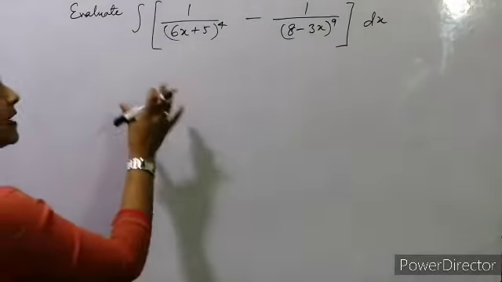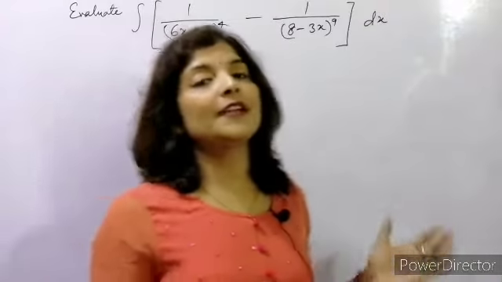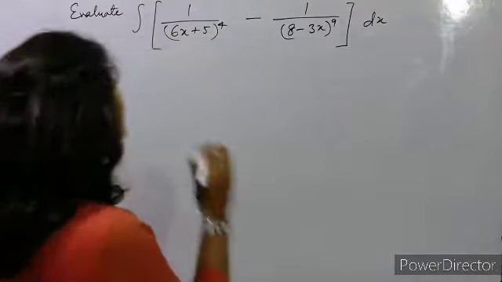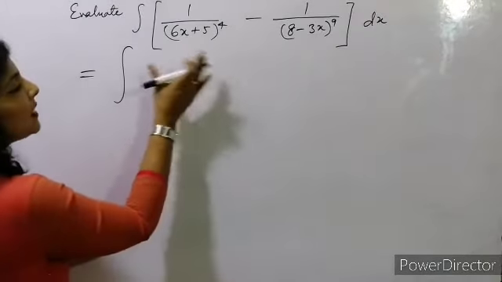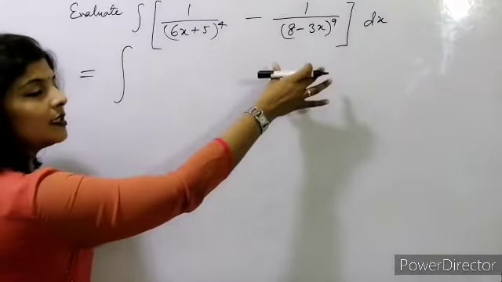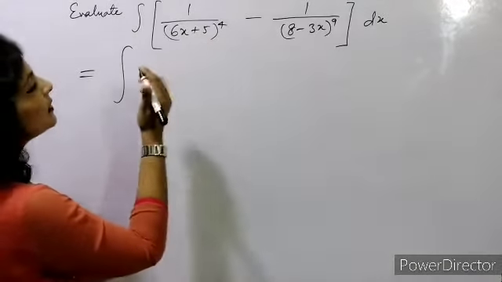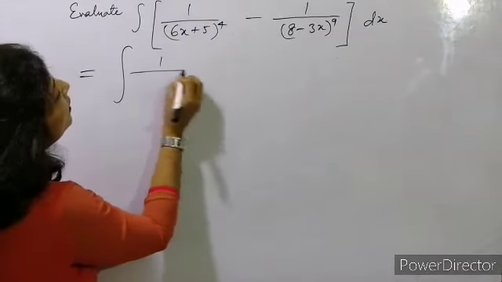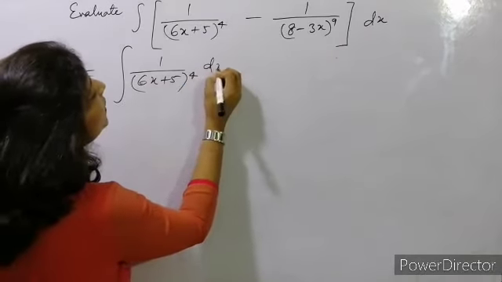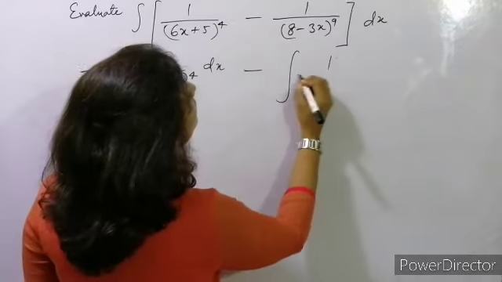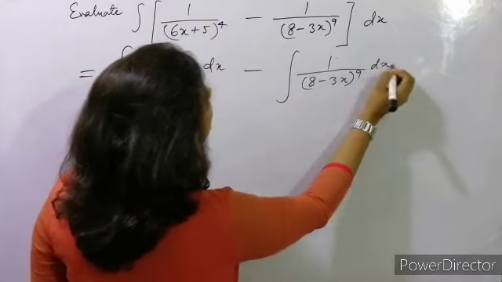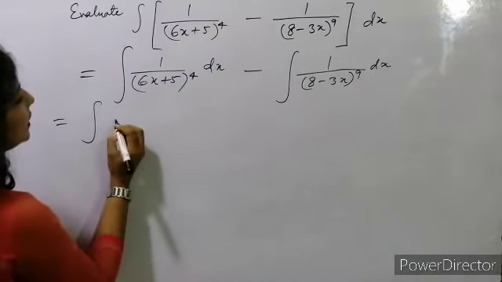If we have to find the integral of f(x) minus g(x) with respect to x, what we are doing basically is we'll separate it. We'll find the integral of f(x) with respect to x minus the integral of g(x) with respect to x. So it will be the integral of 1 upon (6x plus 5) to the power 4 with respect to x minus the integral of (8 minus 3x) to the power 9 with respect to x. Okay, so we can write this like this.